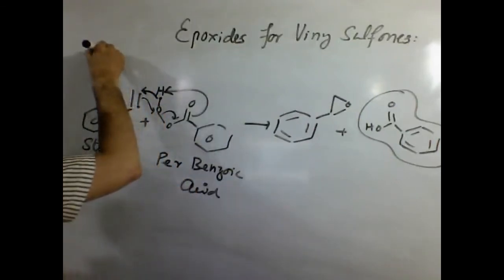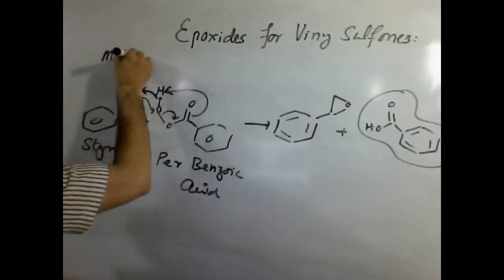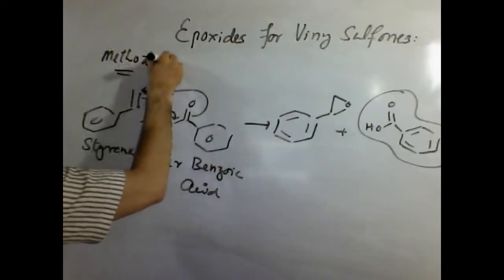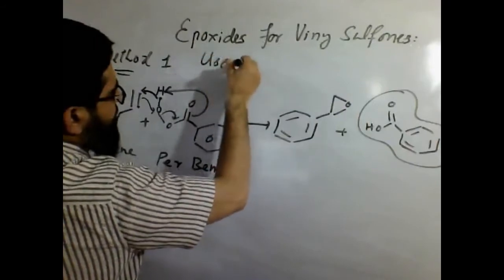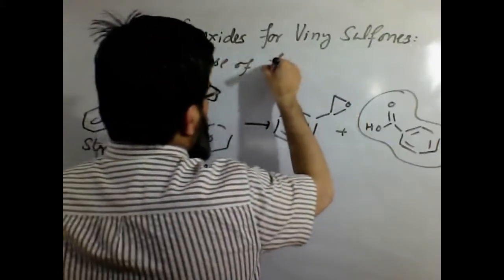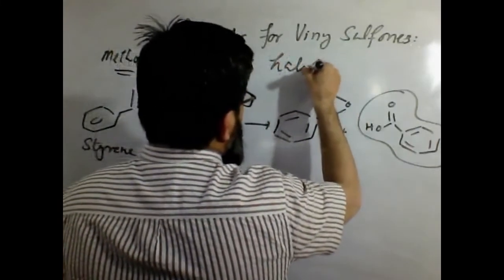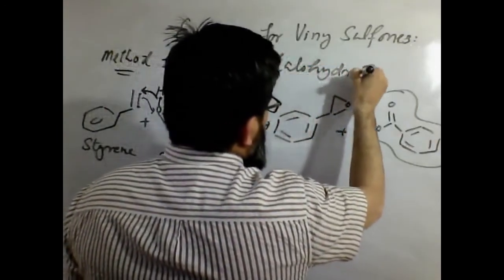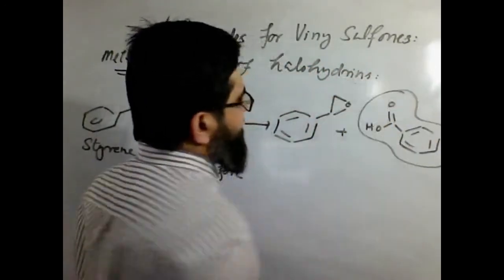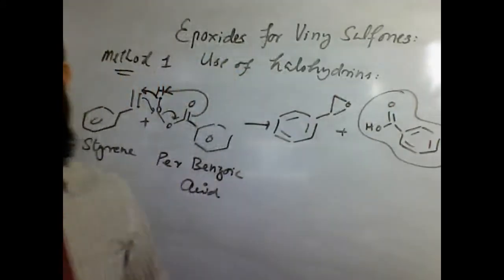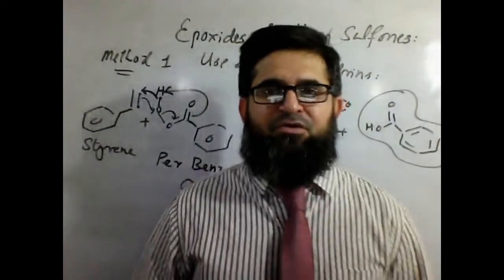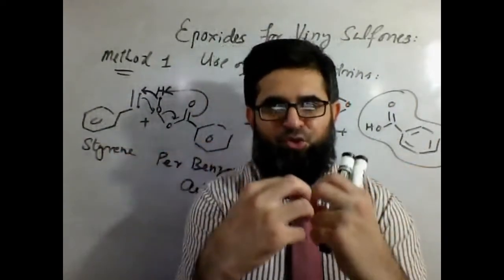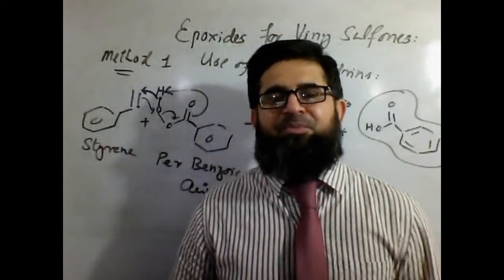The method 1, based on the use of halohydrins which undergo nucleophilic substitution reactions. Use of halohydrins, so this is how they are supposed to be. This is how they are frequently used for the preparation of epoxide.